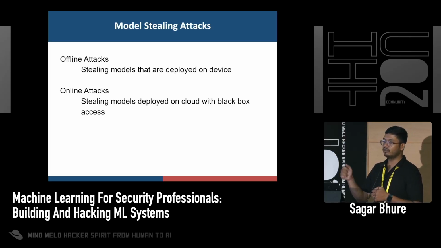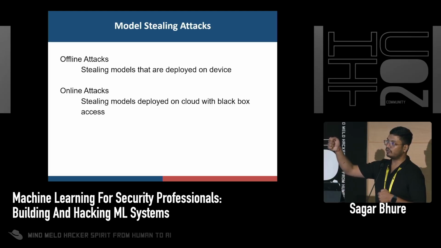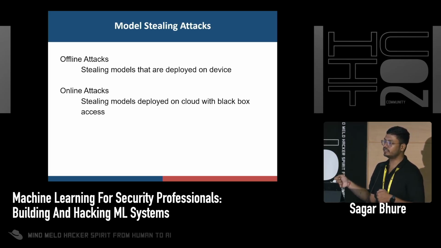Your devices, when you click a photo, have an AI inbuilt feature on it. People say, can someone not reverse engineer that camera application and steal my AI photo enhancement model? That's an offline attack, because you don't need internet access to reverse engineer your AI photo enhancement machine learning algorithm that's running on your phone. An online attack is where you make an API call to an ML service provider, a black box cloud service attack.